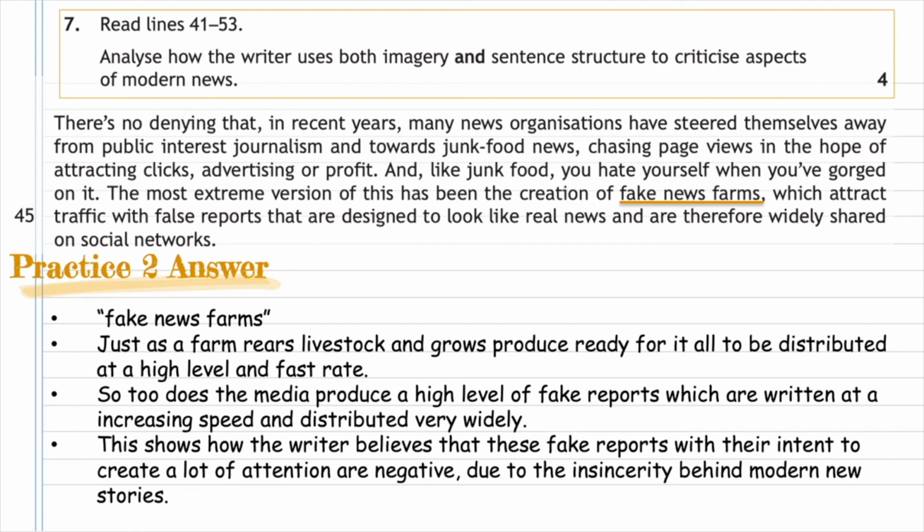This shows how the writer believes that these fake reports, with their intent to create a lot of attention, are negative due to the insincerity behind modern news stories. Again, the point of the question was criticising aspects of modern news. We have linked that by saying that modern news is insincere, hoping this will get us our second mark alongside the analysis. We're going to collate our answers together now.